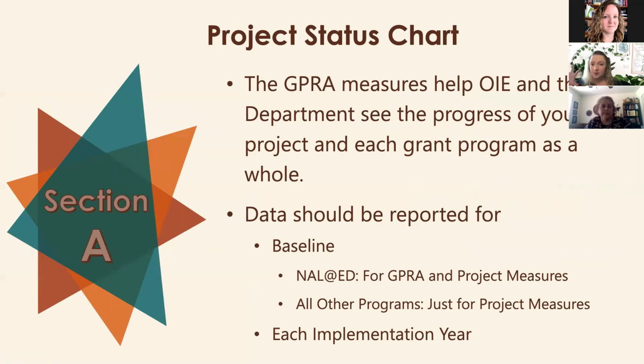Remembering, as we start thinking about your specific data, that those GPRA measures are helping OIE and the department see the progress of your project, but then also of the grant program as a whole. So it's really important to include that information and good narrative for that as well. And then to think about your entire project period reporting, which may mean that you need to pull out some of your old APRs to have that information available, or download them from G5, because you will be reporting your baseline data and each implementation year.